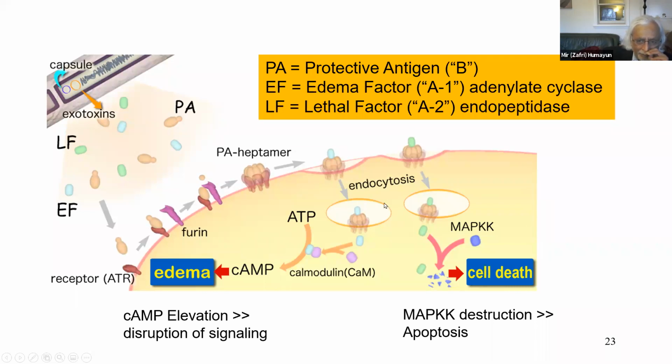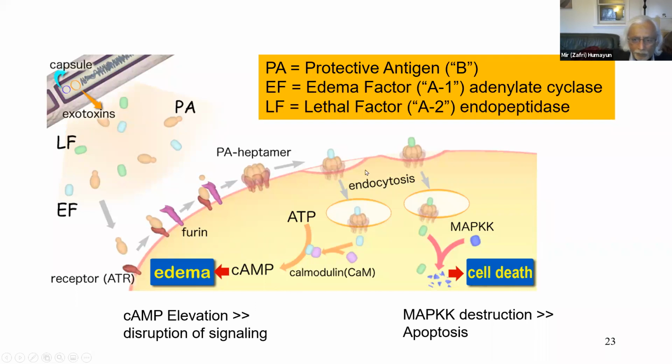Edema factor basically associates with the host cell factor called calmodulin. Together, they form an adenylate cyclase that results in an increase in cAMP levels inside the cell. cAMP elevation in general disrupts cell signaling, ultimately leading to apoptosis. Apoptosis is a programmed cell death of a host cell.